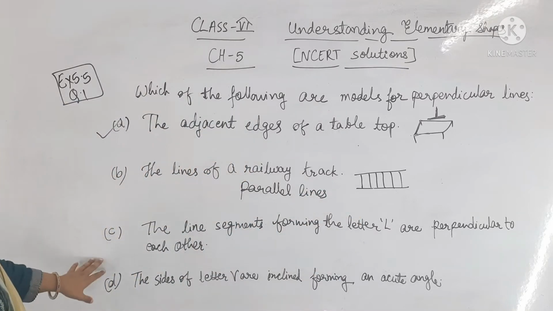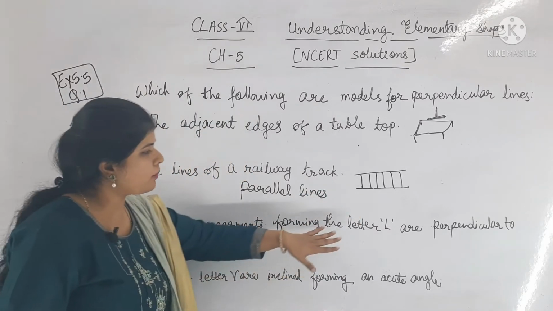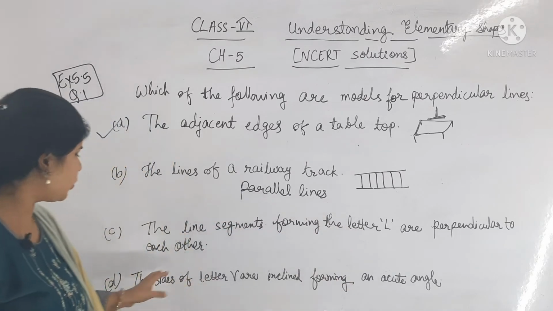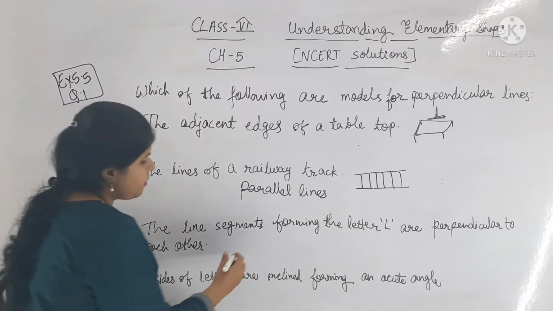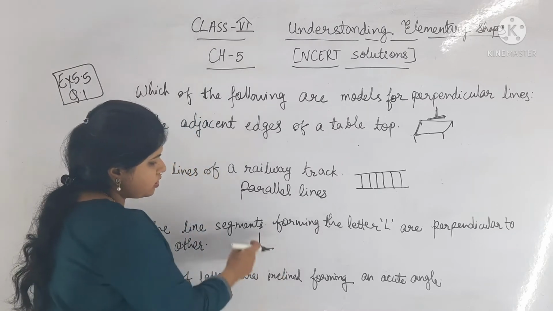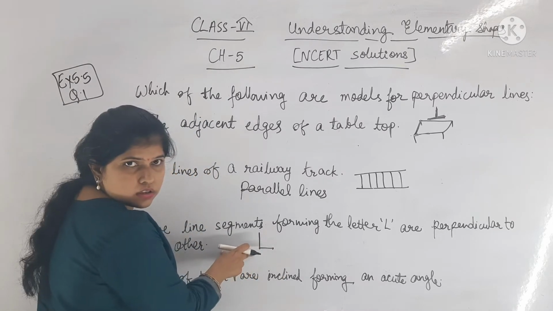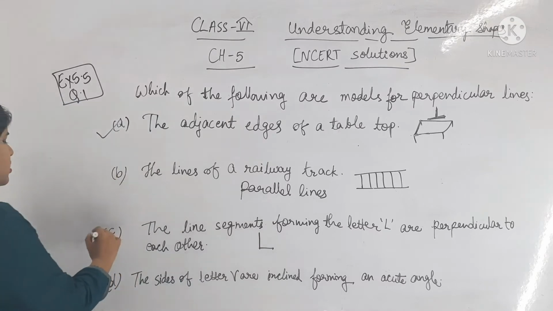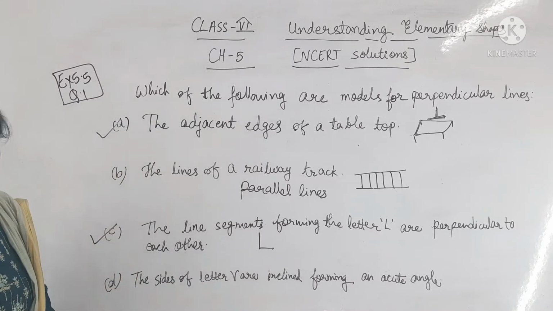Number C is the line segments forming the letter L are perpendicular to each other. Yes, it is perpendicular to each other. You write it like this, so this line is perpendicular to this base line. So this is a model of a perpendicular line.